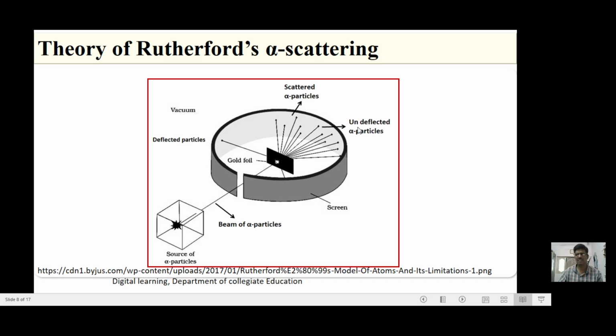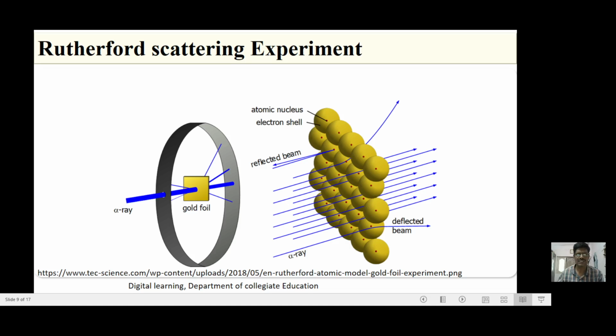There are also undeflected alpha particles, because after passing through the center, some particles will be deflected and some particles will be undeflected. Scattering of alpha particles can be seen in the diagram. This is the fluorescent screen kept for counting the scintillations. Rutherford scattering experiment.